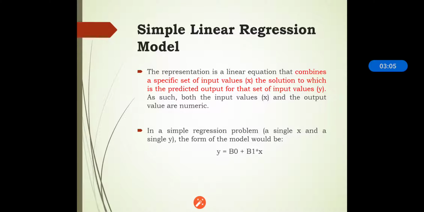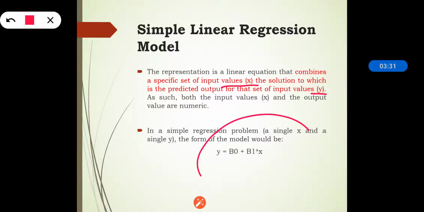The simplest is the simple regression model. The representation is a linear equation that combines a specific set of input values x, the solution to which is the predicted output for the set of input values y. As such, both input values x and output values are numeric. In a simple regression problem, the form of model used is y = b0 + b1 * x. The linear regression model is basically graphed as a straight line.